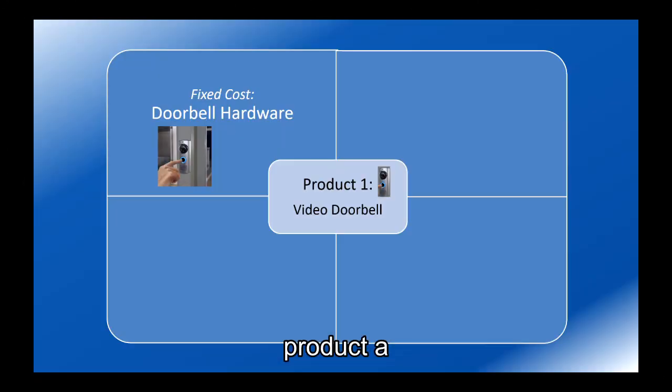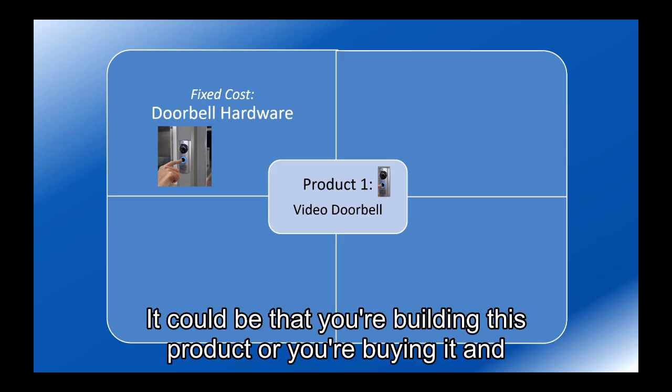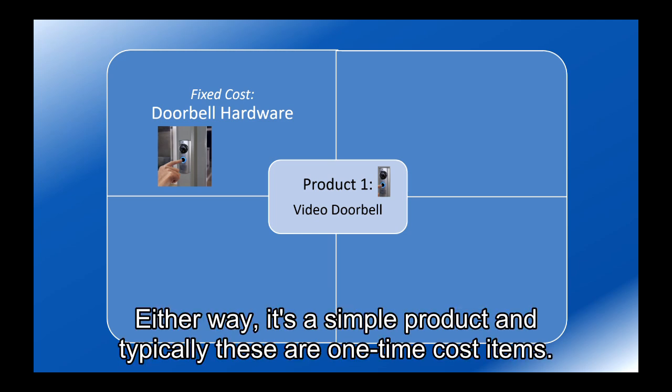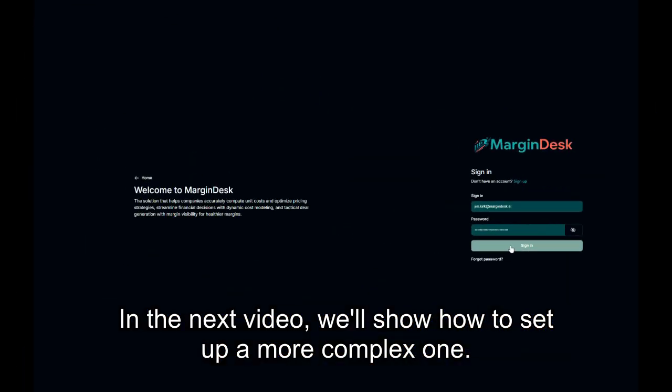In this video, we're going to set up a basic product where you buy a product a certain amount and sell it. It could be that you're building this product or you're buying it and reselling it. Either way, it's a simple product, and typically these are one-time cost items. In the next video, we'll show how to set up a more complex one.